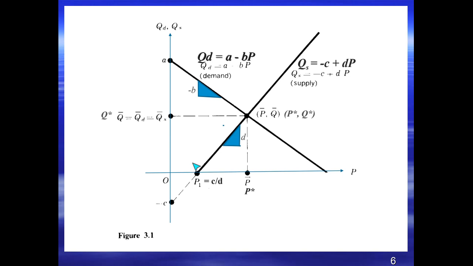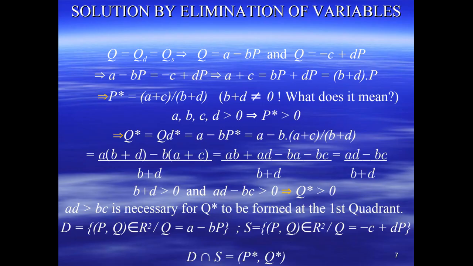Or they can be one on the other, which are also parallel, but then we have all the points which are equilibrium, which is nonsense as well. You see? So the first thing is this: B plus D should not be equal to 0.